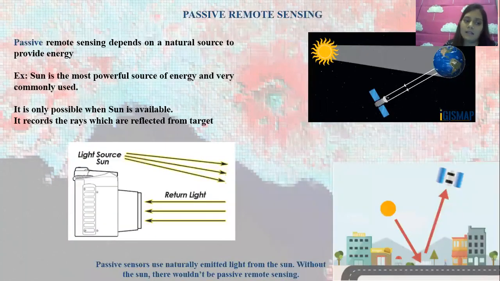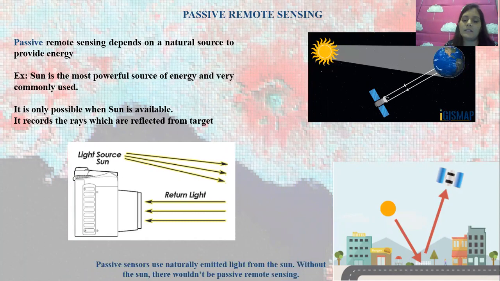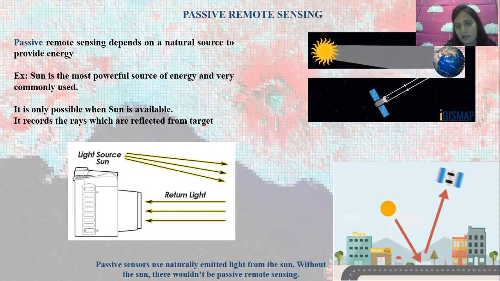Next, passive. Yes, the sun is the most powerful source of energy. The sun is the main source of energy in passive. Only when the sun is present can passive sensors take the images.